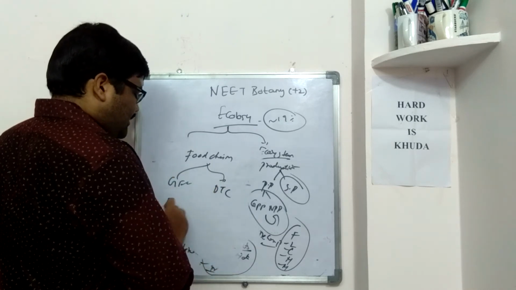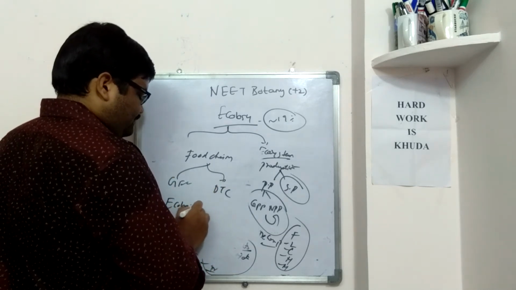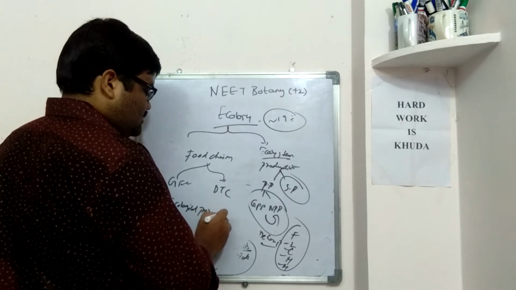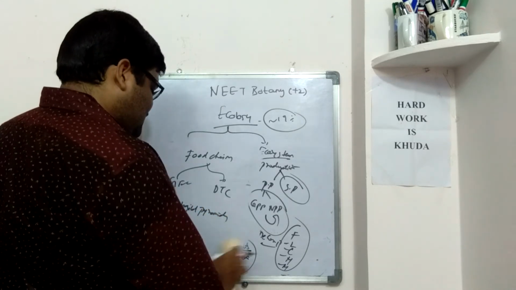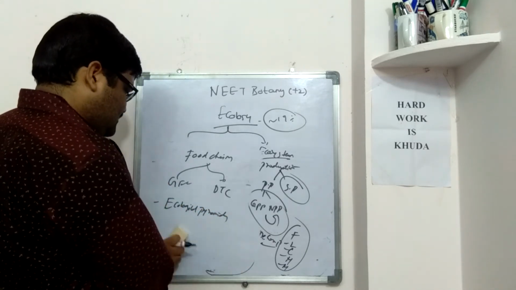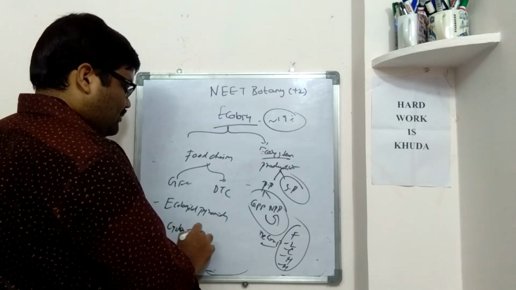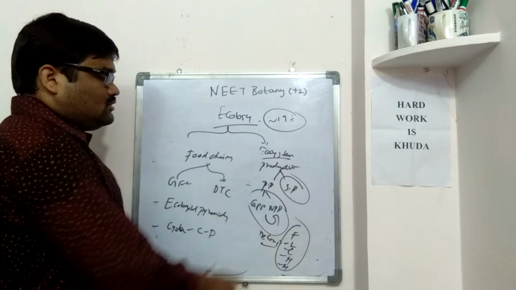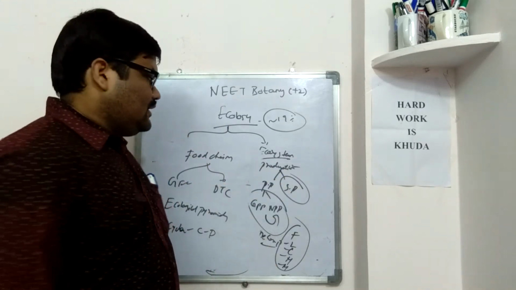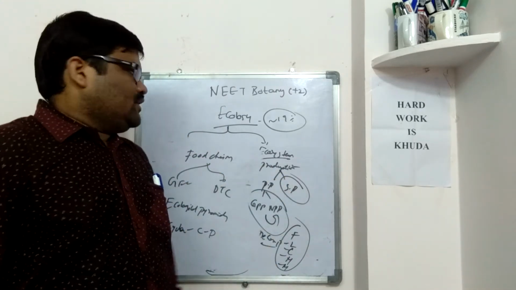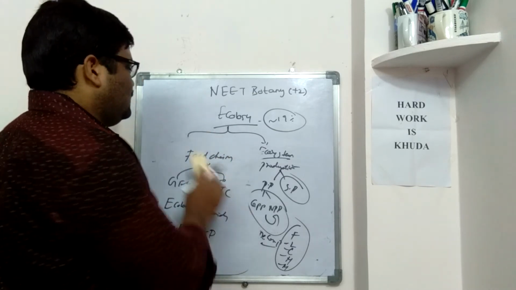Then ecological pyramids, what to learn about them. Ecological pyramids. Then nutrient cycles, say the carbon cycle, the phosphorus cycle, like this. So these are the different things that we have to learn in ecosystem. Okay, so these are the major topics.